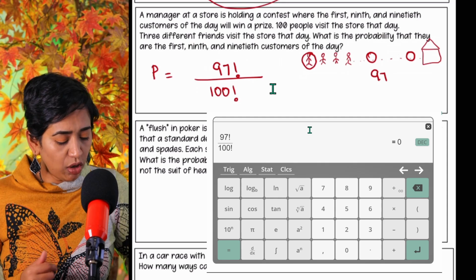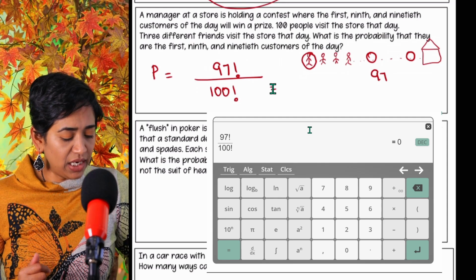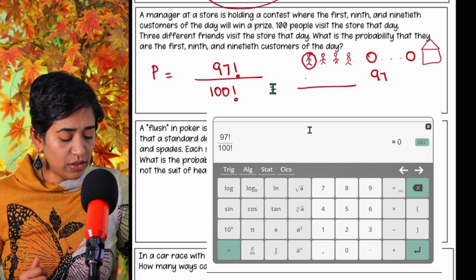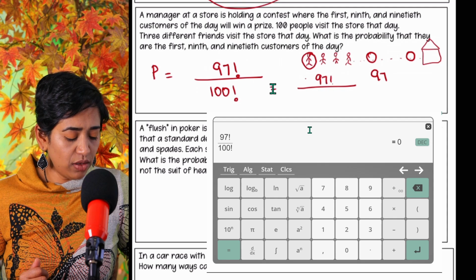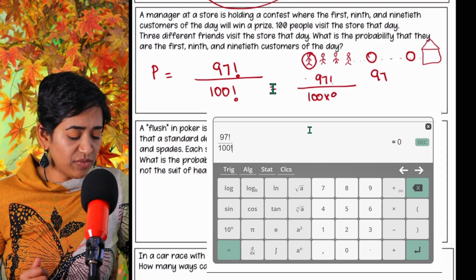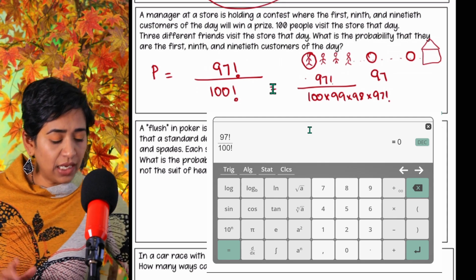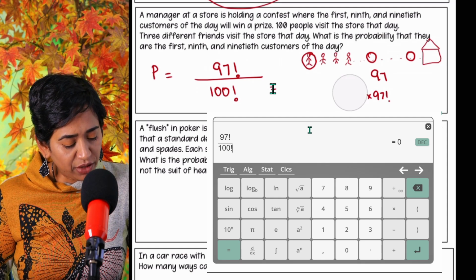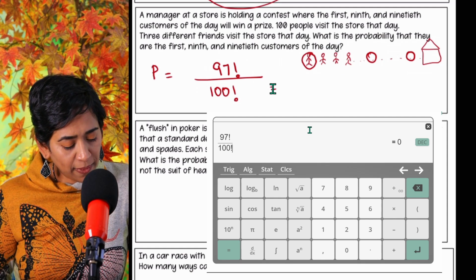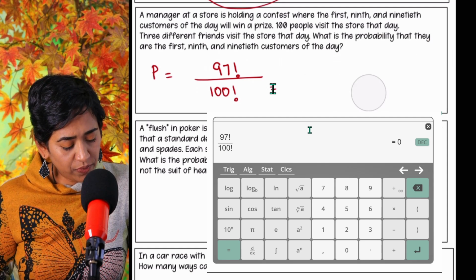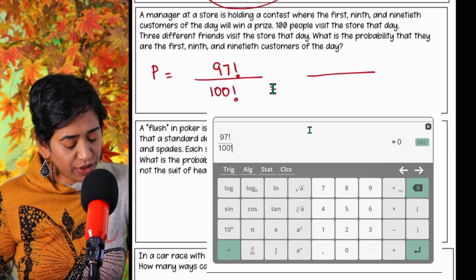So if you have to solve it, it is going to be 97 factorial over 100 times 99 times 98 times 97 factorial. As you can see, that could be confusing. Let me go ahead and redo it. Let me delete this one here. I'm going to simplify this for you.